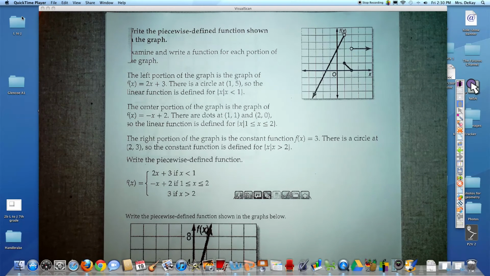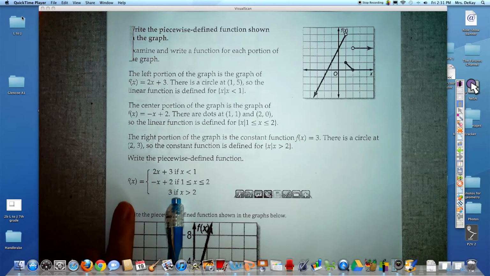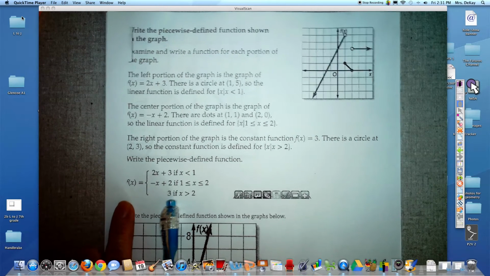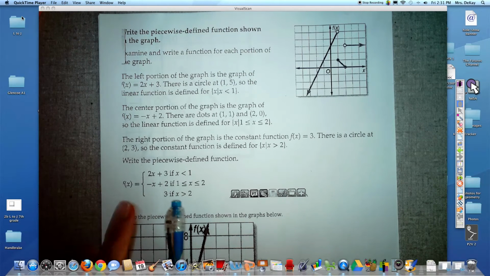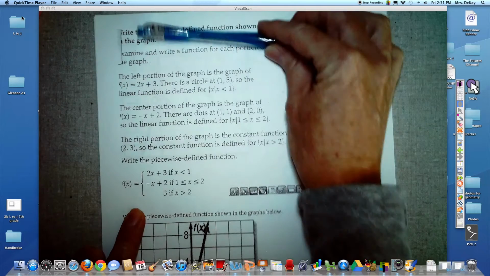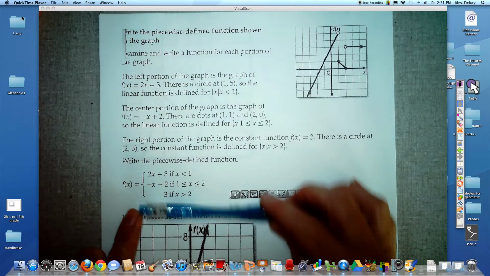Okay. So before, your instructions were to graph the piecewise function. Now we have the graph, we have to write this part. This is easier. We'll be fine. Okay? This is the example that they've done for us.